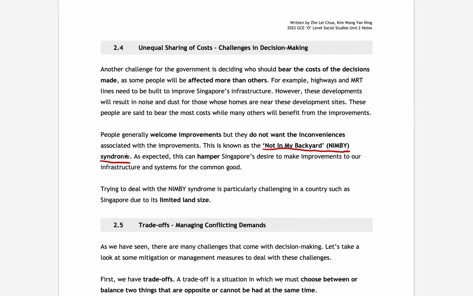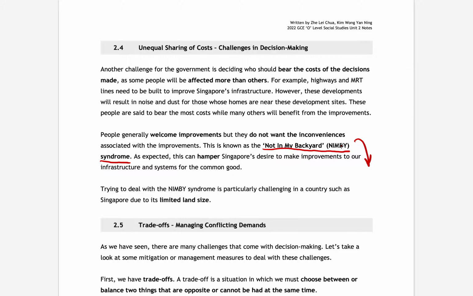They want development, don't get me wrong, they do want these improvements, but they just don't want it to affect them. So they just want the benefits, but they don't want the inconvenience. And of course, given that this is a representative democracy, this can hamper our desire to make improvements for anything really in Singapore. Okay, so NIMBY syndrome, you can quote a few examples.